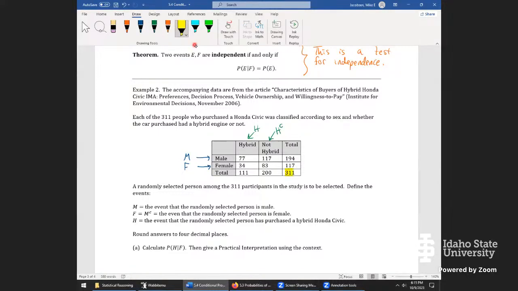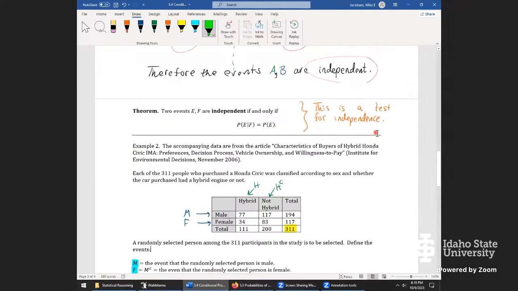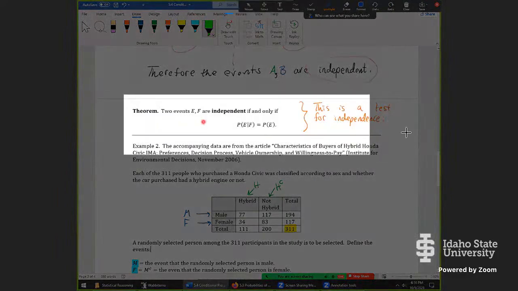And we have a table total of 311 because of the 311 participants in the study. So it goes on to say, a randomly selected person amongst those 311 is to be selected. And now we have three different events. We kind of already indicated them. M is we selected a male, F is we selected a female, and H would be we selected a hybrid engine in that Honda that was purchased. That's a lot of information just to start a problem. Our formula is up here, but let's carry it down so it'll still be in view in a moment.